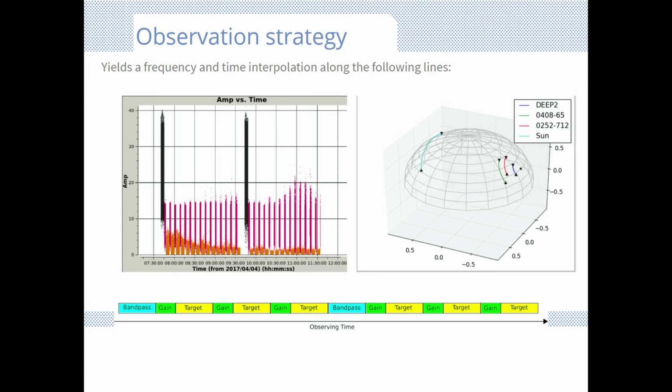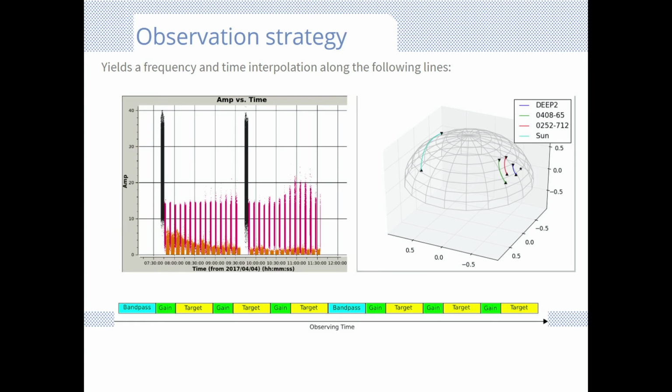And on the right hand side there you can see that we have our target field, which is DEEP2 in this particular instance. We have a calibrator field in red, the 0252 there. We have a primary calibrator, 0408, slightly further away. Just to indicate why we need the secondary calibrator in this case.